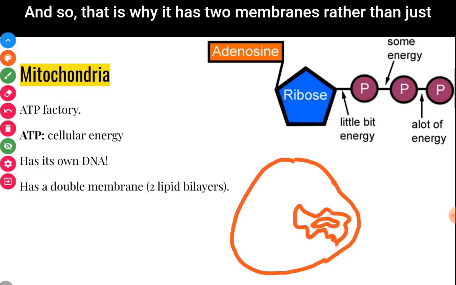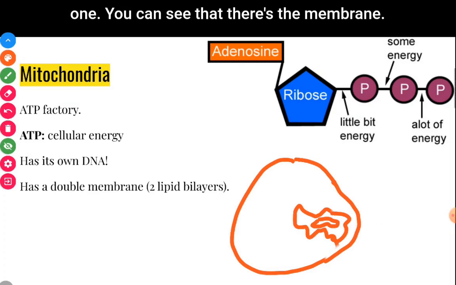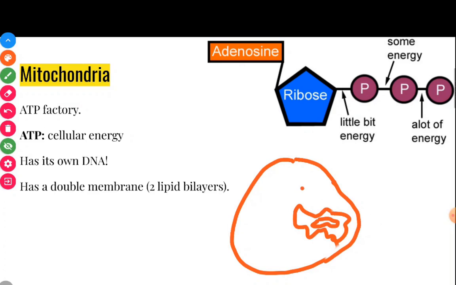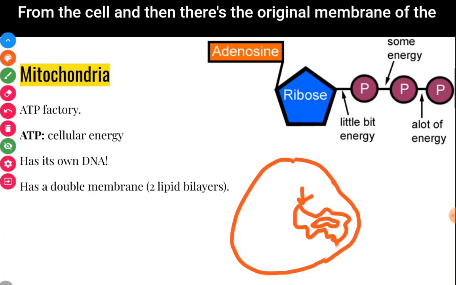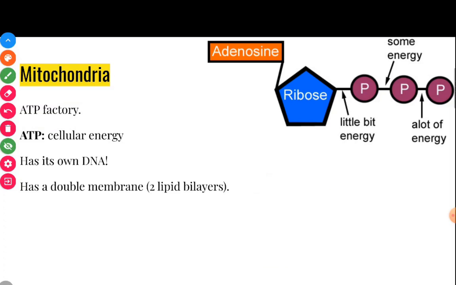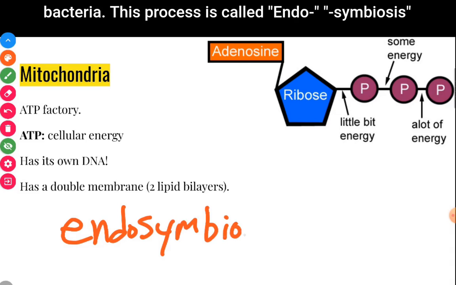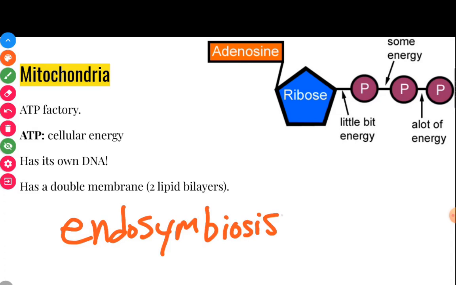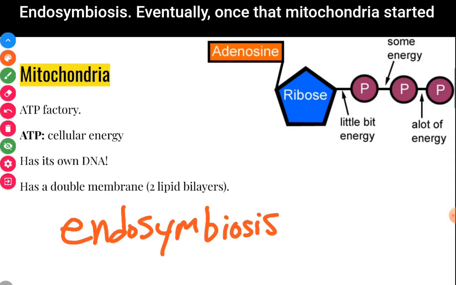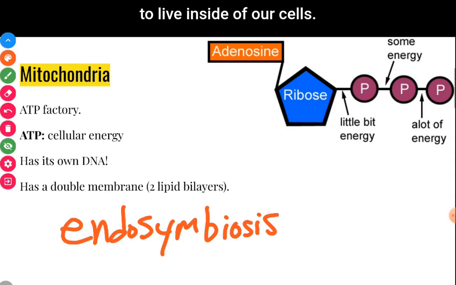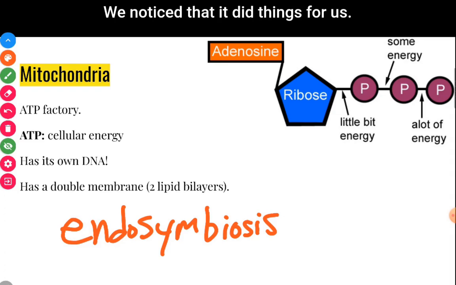And so, that is why it has two membranes rather than just one. You can see that there's the membrane from the cell, and then there's the original membrane of the bacteria. This process is called symbiosis. Endosymbiosis. Eventually, once that mitochondria started to live inside of our cells, we noticed that it did things for us.